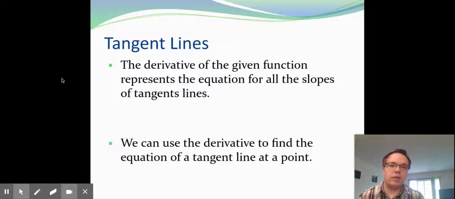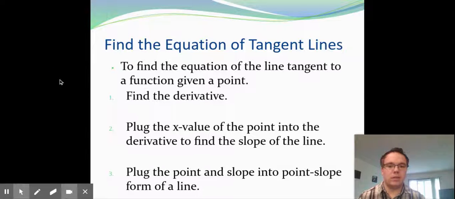So remember, the derivative of the given function represents the equation for all the slopes of tangent lines. And so in order to find the slope of our tangent line, we're just going to have to plug in a value of our point to get the slope at that exact point. And so that is what we're going to do today. Given a point, we are going to find the equation of our tangent line. So here are the steps we're going to use.